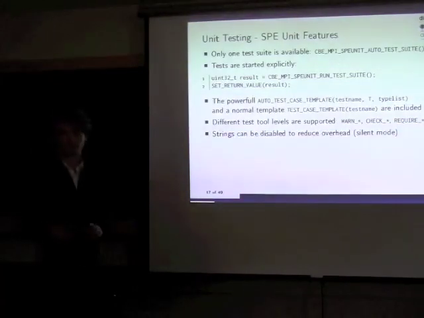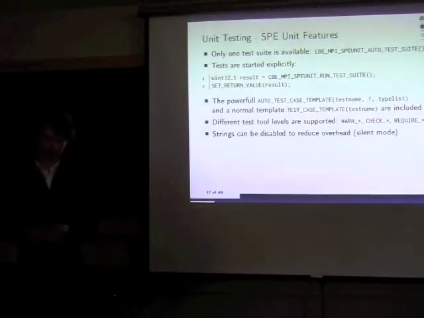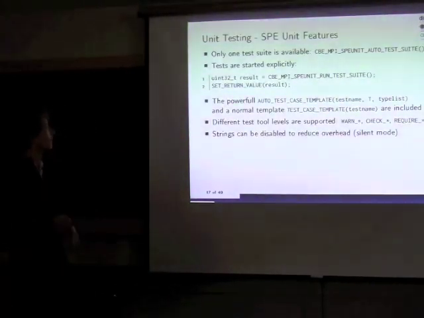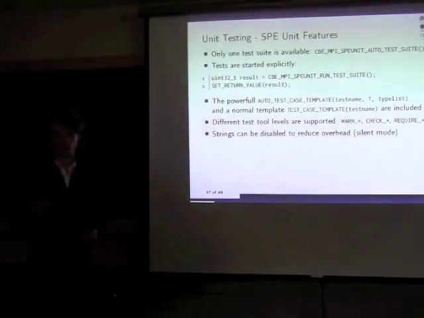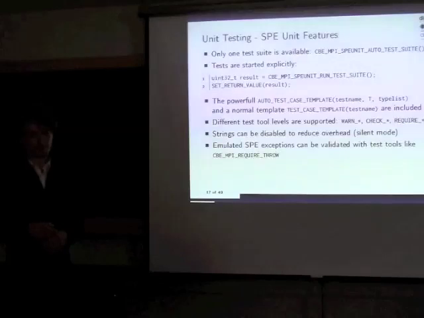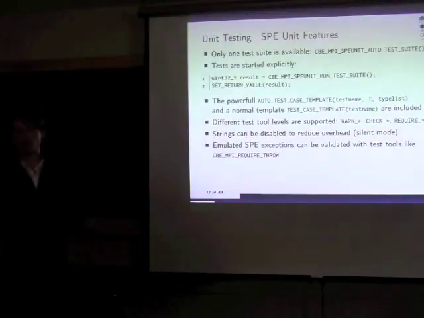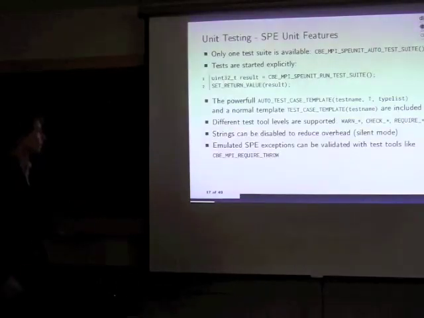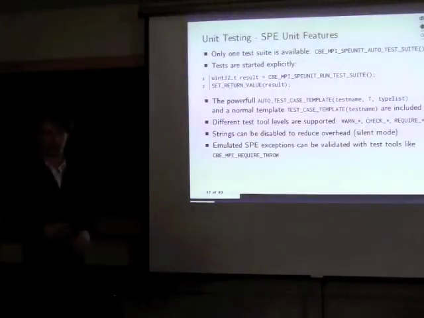We can disable strings, again, to save memory. So we can activate a silent mode that only returns a value that indicates how many tests failed. And since we emulate exceptions, we can even have the require throw or require no throw macros in our code.